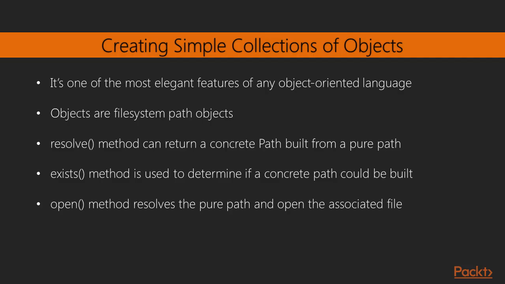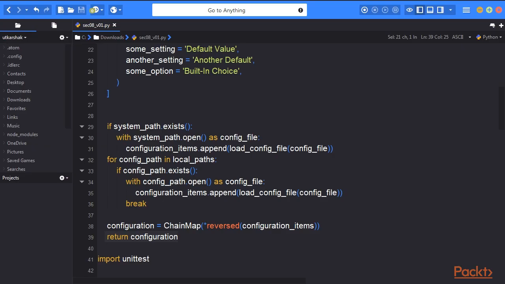One of the most elegant features of any object-oriented language is being able to create simple collections of objects. In this case, the objects are file system path objects. As noted in the fourth section, the path object has a resolve method that can return a concrete path built from a pure path. In this video, we used the exists method to determine if a concrete path could be built. The open method, when used to read a file, will resolve the pure path and open the associated file. In part one of this video course, we looked at the basics of using a dictionary. Here we've combined several dictionaries into a chain.